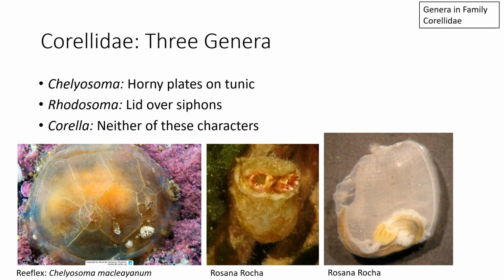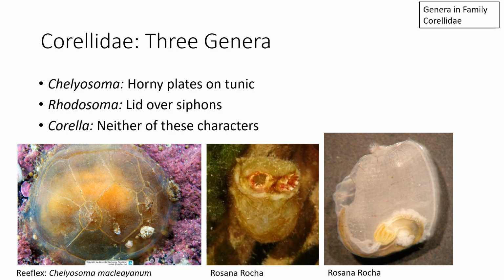There are 3 common genera in the family Corellidae: Chelyosoma, Rhodosoma, and Corella. Fairly easy to tell apart because of the distinctiveness of the Chelyosoma and the Rhodosoma. On the left photograph, this is an example of Chelyosoma. This is the genus Chelyosoma, and it has horny plates on the tunic, as you can see represented in this photograph. There are no other Ascidian genera that have this particular characteristic.